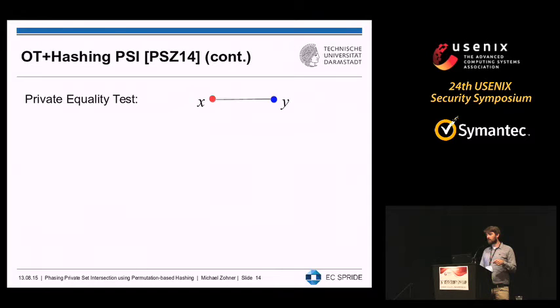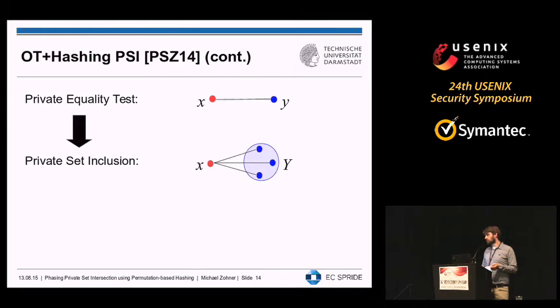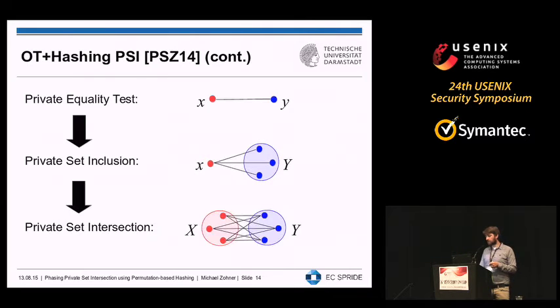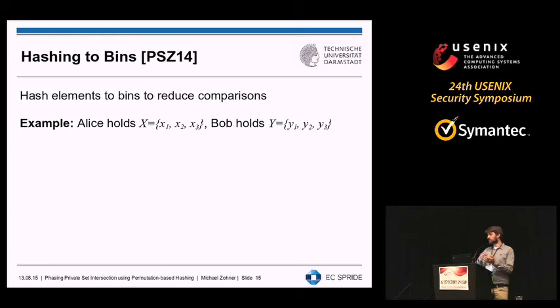Now, if one wants to extend this to set intersection from the basic equality test, then what one needs to do first is the set inclusion functionality, which we did also last year. So what we basically do is we efficiently extend it to compare multiple elements. And finally, if one wants to have this private set intersection functionality, one can simply run the set inclusion protocol on each input element of Alice. However, as one can see, there's a huge overhead incurred because suddenly you need n² comparisons where n is the set size. In order to reduce the number of comparisons here, we use the hashing to bin techniques.